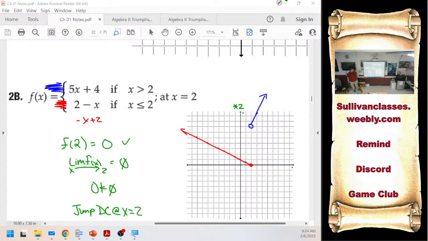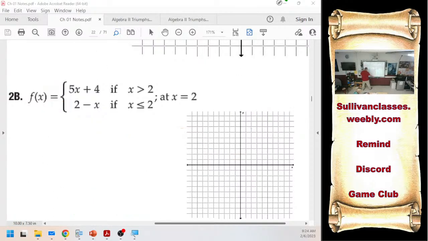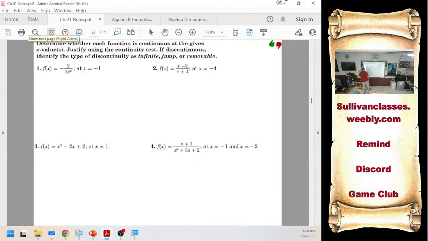Okay? Y'all okay with this? Like the continuity test? The big thing is limits. Here's 12 at x equals 2. Thank you, Jacob. Very nice.